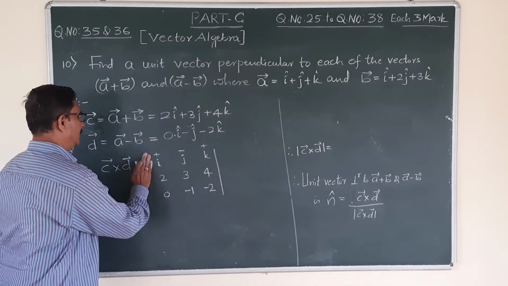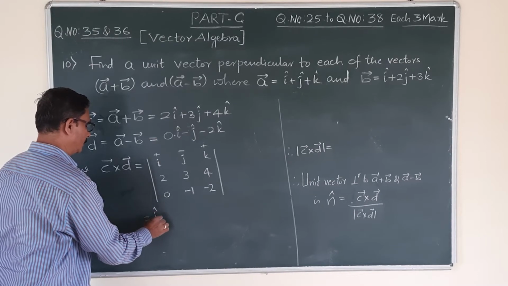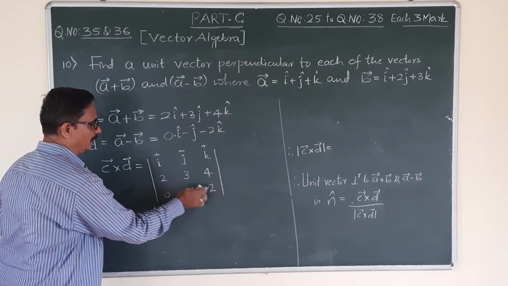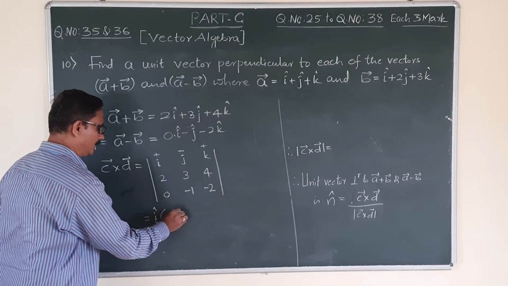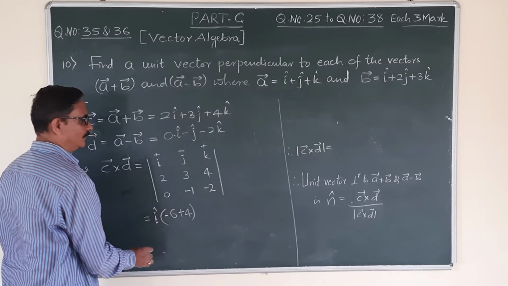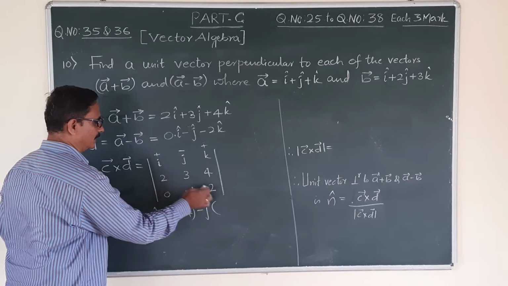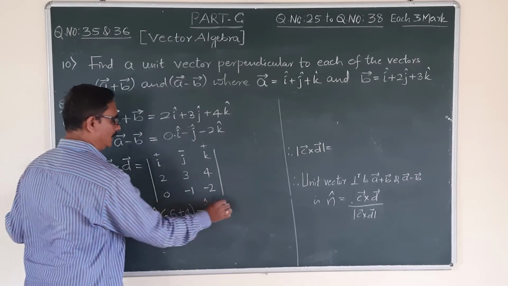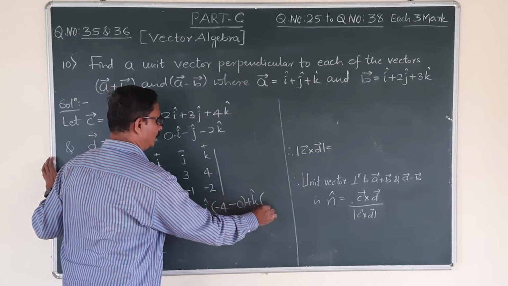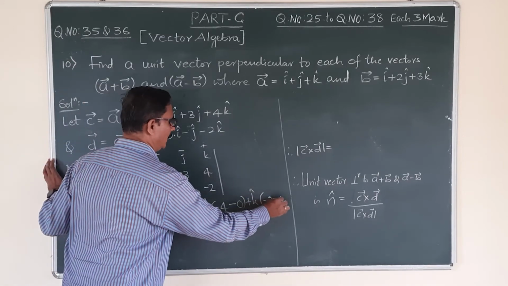Expand it. You know how to expand that determinant. Plus i into deleting first row, first column, we get 4 numbers, the difference of the cross multiply: 3 into minus 2, minus 6, difference, minus 1 into 4, minus 4, minus into minus plus 4. Minus j into deleting first row, second column, 4 numbers: 2 into minus 2, minus 4, difference, minus 0 into 4, 0. Plus k into deleting first row, third column, 4 numbers: minus 2, minus 0.